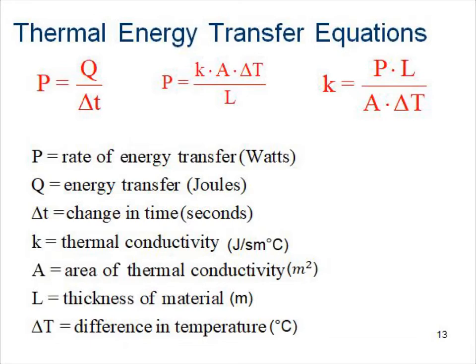And if I wanted to calculate thermal conductivity, I could manipulate this middle equation here and solve for K. If I did that, I would get P times L, so the rate of energy transferred times the thickness of the material, divided by the area of the thermal conductivity times delta big T, which again is the difference in temperature. Again, make note of the units for each of these individual variables for these respective equations.